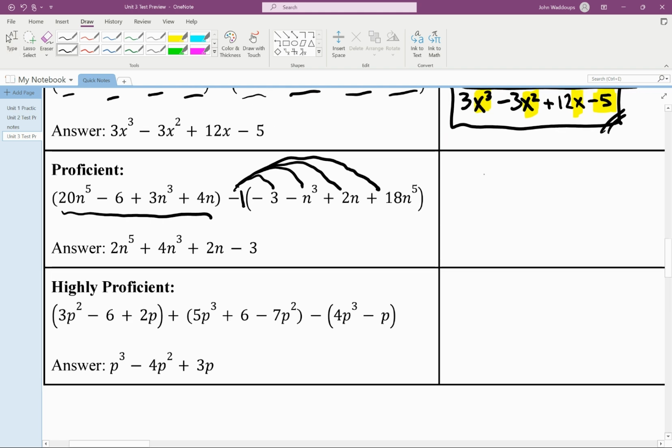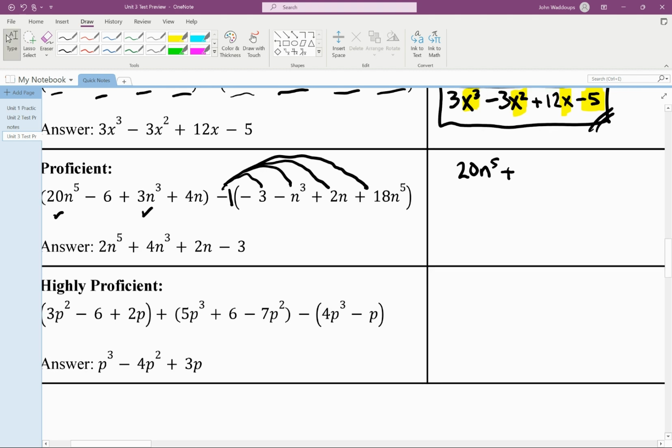20n to the 5th would be my first, because it's n to the 5th. And then the next biggest would be n cubed, so that would be plus 3n cubed. Sometimes, just as a note here, you'll notice there's not an n to the 4th in either of them. And so you sometimes might want to leave a space here, but we're not, because there's not in either term. So 3n cubed plus 4n, and then finally minus 6.